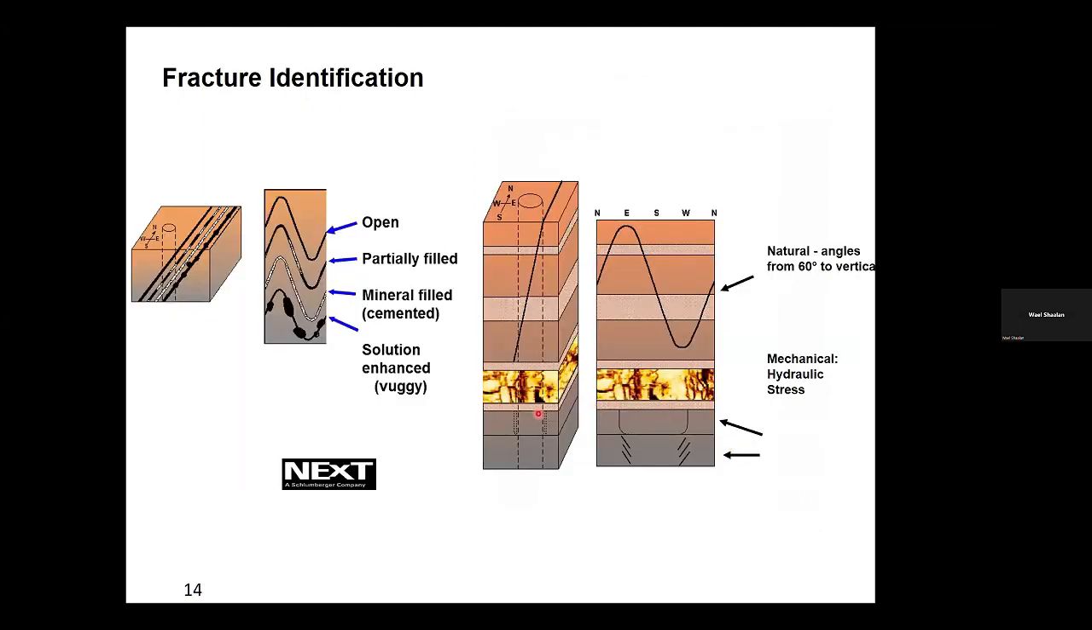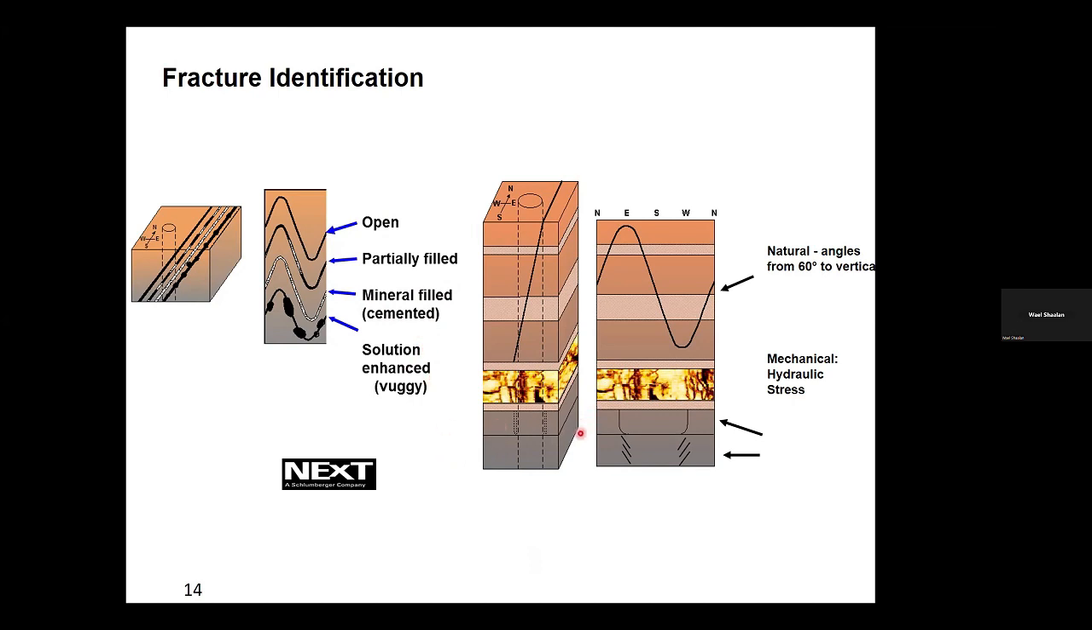One of the things, as I mentioned, that comes at the top of the list for why people run the image is the fractures. So, fracture identification. Simply, we have open or closed fractures, and in between we have some that are partially filled or mineral filled. Mineral filled means a closed fracture.